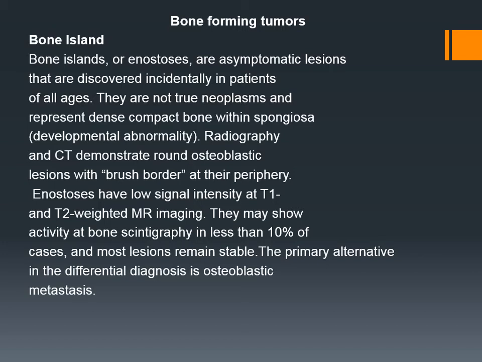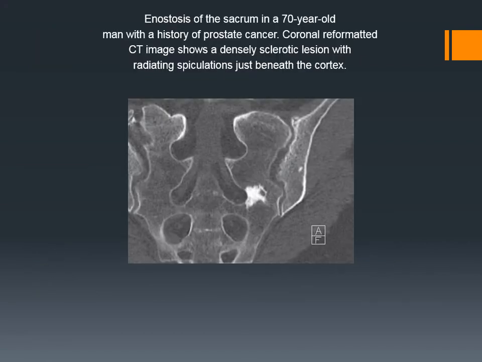Enostosis have low signal intensity at T1 and T2 MR imaging. They may show activity at bone scintigraphy in less than 10% of the cases, and most lesions remain stable. The primary alternative in the differential diagnosis is osteoblastic metastasis.